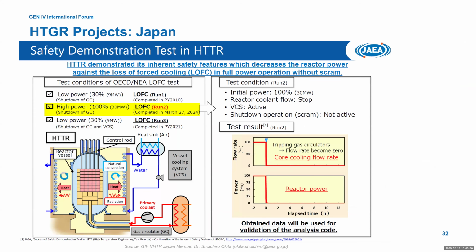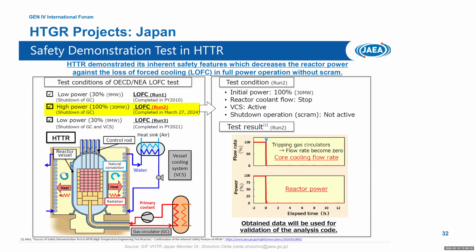In Japan, I mentioned that the HTTR, the high temperature test reactor, was one of the systems I showed before. It's been operational since the late 90s. They demonstrated in a series of tests, 3 of them, a full loss of forced cooling, stopping the helium flow completely without scram, so without operator intervention. And this was measured as part of a demonstration of inherent safety. It's also an NEA benchmark now that we participate in, for example.